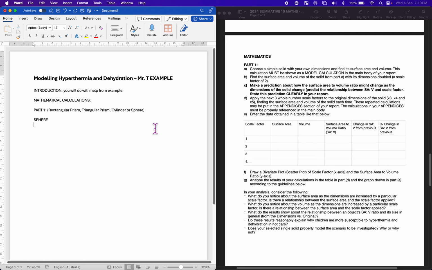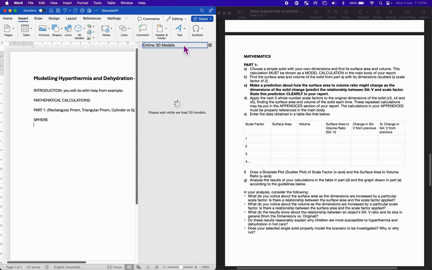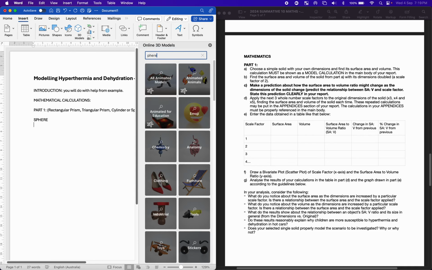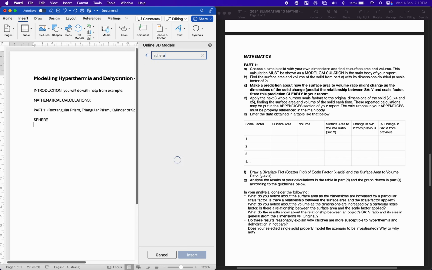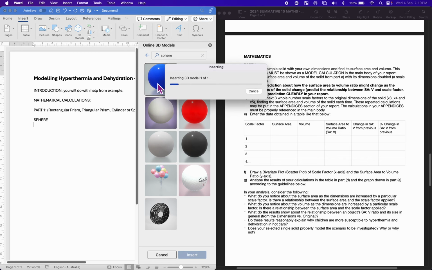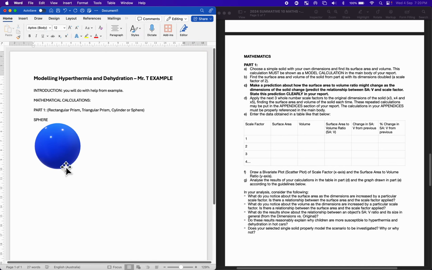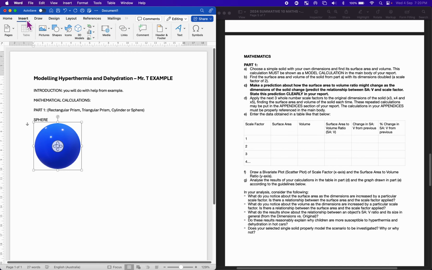Sphere. Insert. I'm going to use a 3D model. Not a sphere. Sphere. I'll just do the blue one. And to make it easy, I'll just make the radius 2 centimeters.